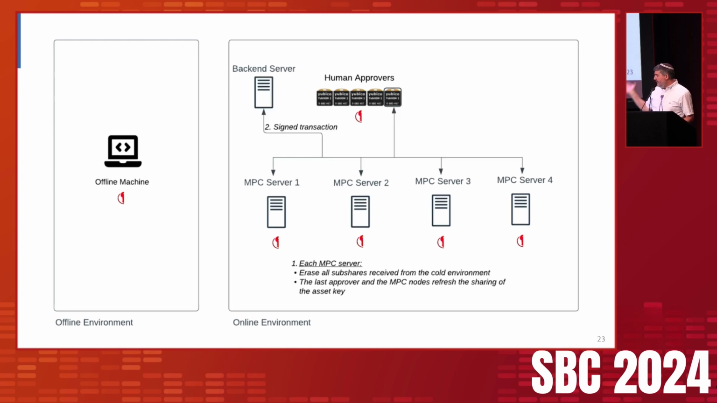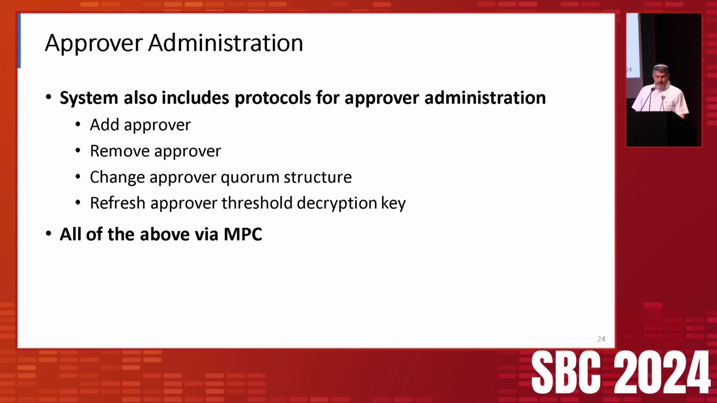Okay, so that's what I think I need to go through the diagrams, but you can see the processes that I talked about. The last operation I want to talk about is approver administration. We need to be able to add approvers, remove approvers, potentially change the quorum structure for whatever reason. We want to refresh the approver threshold and decryption key so that it's not always the same. You can't slowly go and steal a share one at a time from each party. And all of these are also run via MPC. Of course, also generating the share, which I talked about, generating the threshold decryption key is also done in MPC. So we have MPC protocols for doing all of these different operations, and that's crucial because we need to manage those keys and the users.